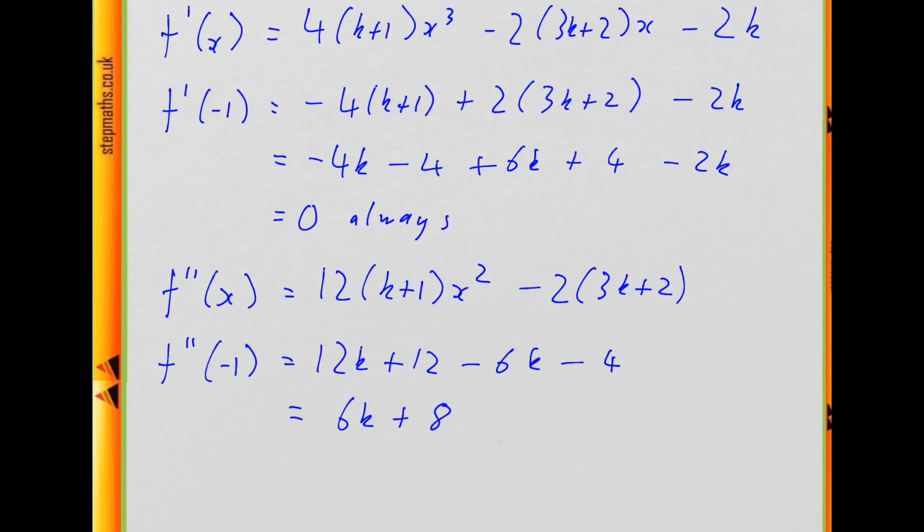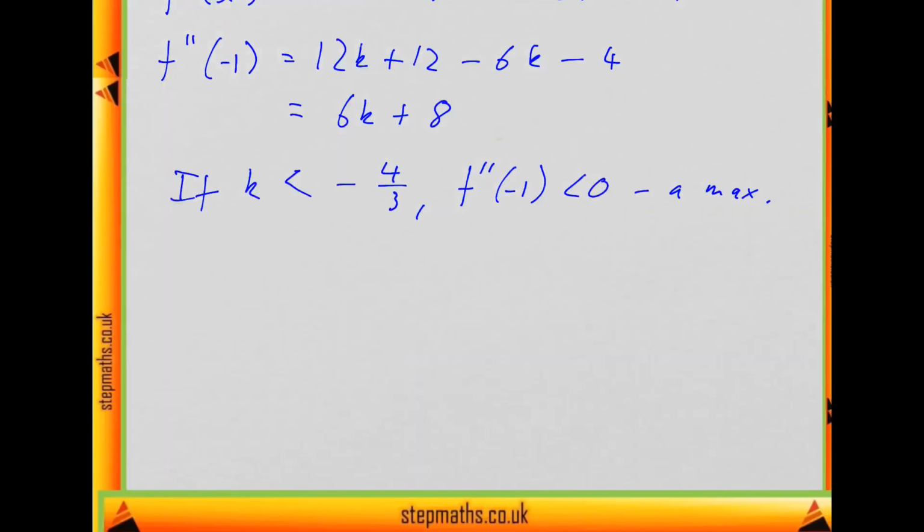And for a maximum, we want that to be negative or possibly 0. If the second derivative is 0, then things get more complicated. So first let's think about where this is negative. Well, we just want 6k to be less than minus 8, we want k to be less than minus 4/3. So if k is less than minus 4/3, then the second derivative is negative, so we have a maximum, so that's fine. The question is, what happens when k is equal to minus 4/3? Because then the second derivative is 0, and we could have a turning point or we could have a point of inflection.